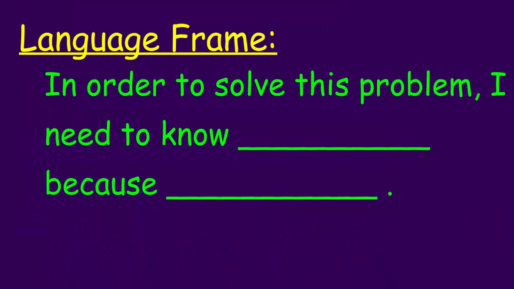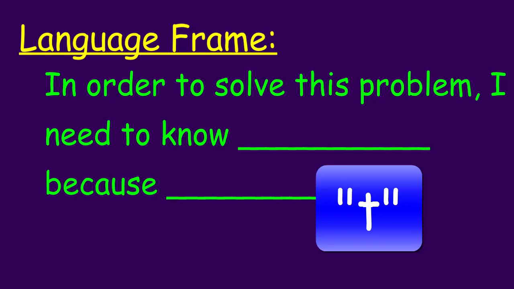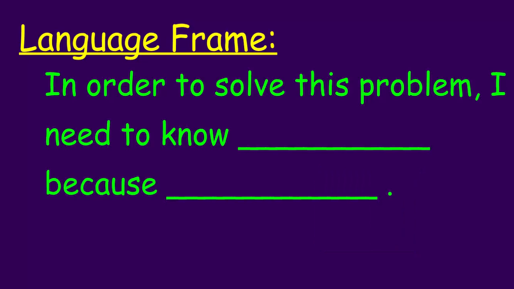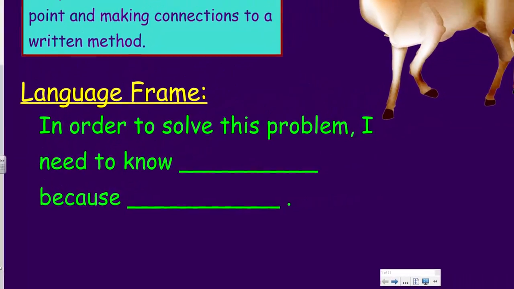Anywho, it looks like we also have a language frame here. It says, in order to solve this problem, I need to know blank because blank. Language frames are great because you won't start your sentences off with the word like. We're going to move away from that word. The word like is just a filler word, meaning to just fill up some space. Although I do that a lot, too. I say okay, right, okay. Let's get to the next page here.